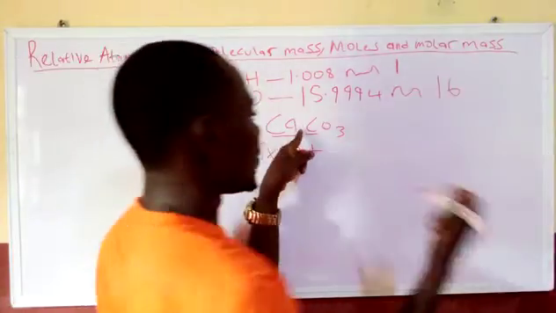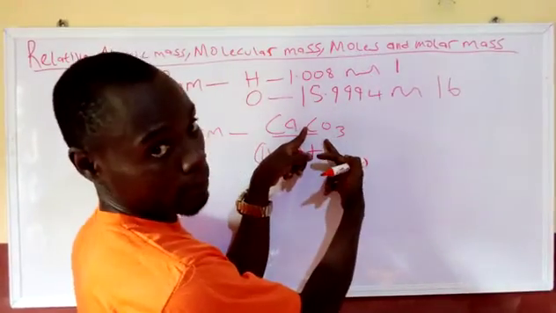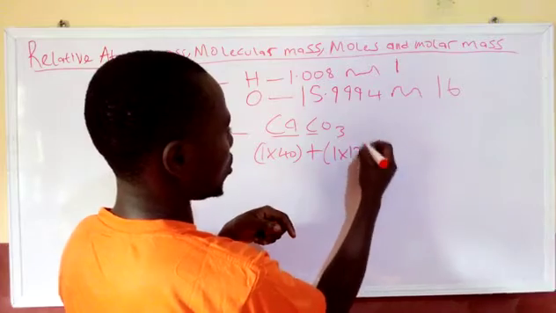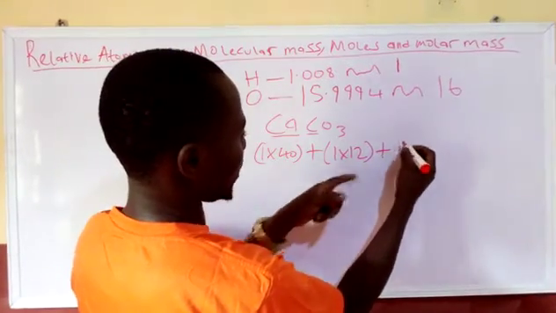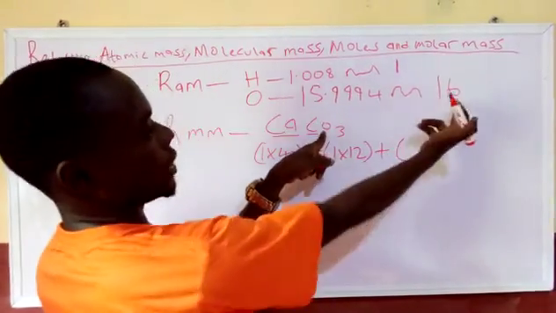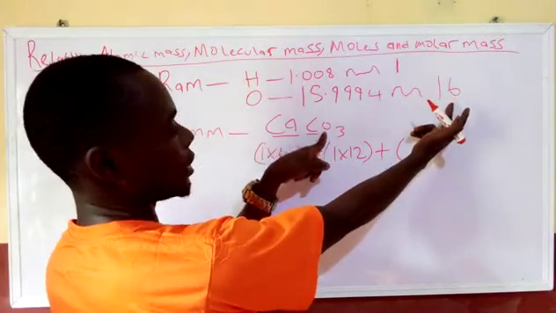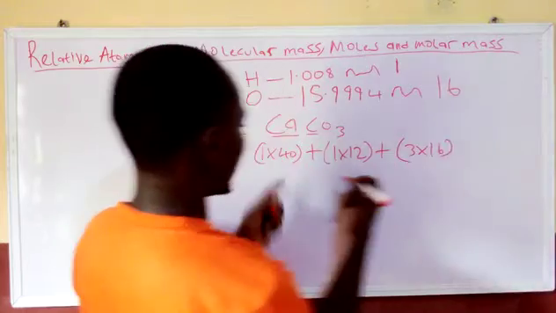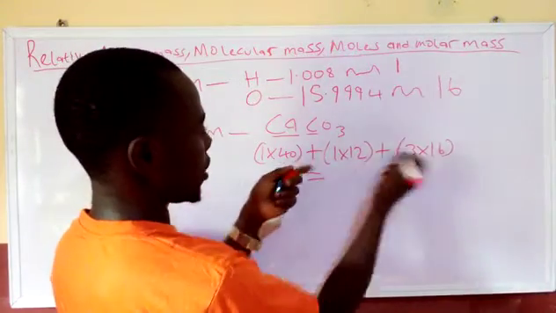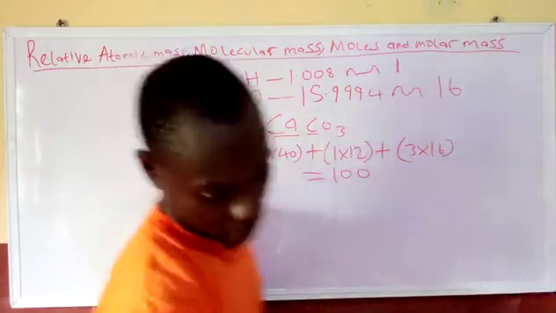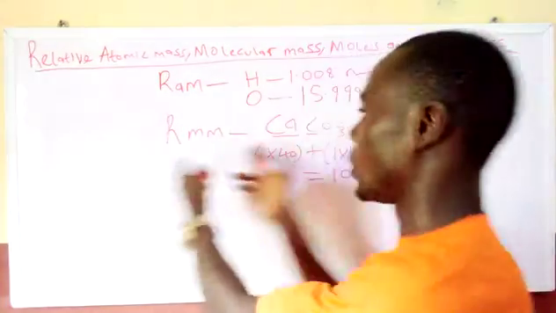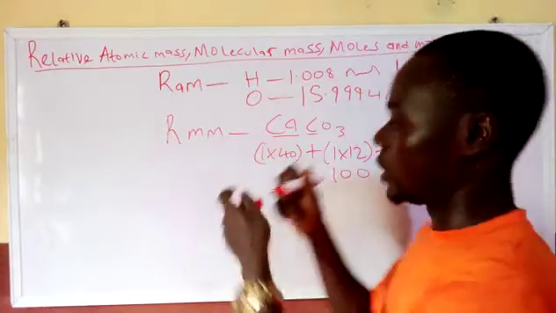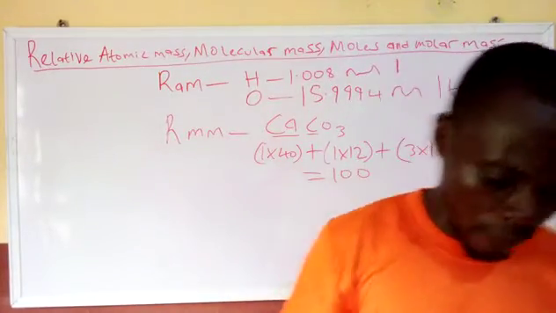Plus, look at carbon. It has a RAM of 12. Are you getting it? Because we have only one carbon here, we put 1 times 12. Then plus this oxygen, which has a RAM of 16, so that will be 3 times 16. When you add together, what you have is 100. Can you see what you have is 100? So this is the relative molecular mass of calcium trioxocarbonate, CaCO3. So we'll move forward.